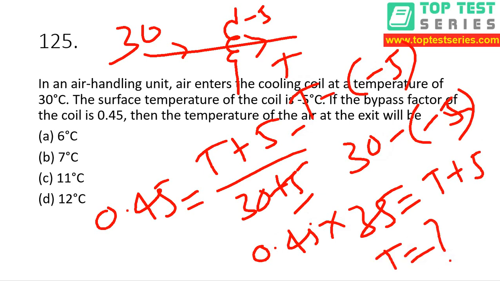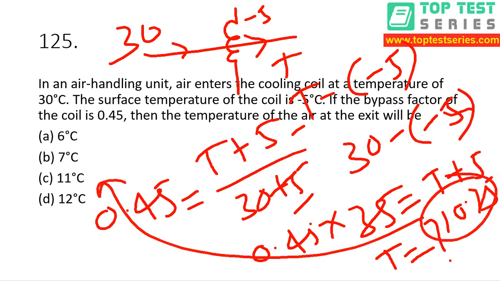Let me solve it and tell you the answer of this question. What answer are we getting? 0.45 multiplied by 35 minus 5 is equal to 10.75. So the most close answer is what, my dear? Option C is the correct answer for this question.